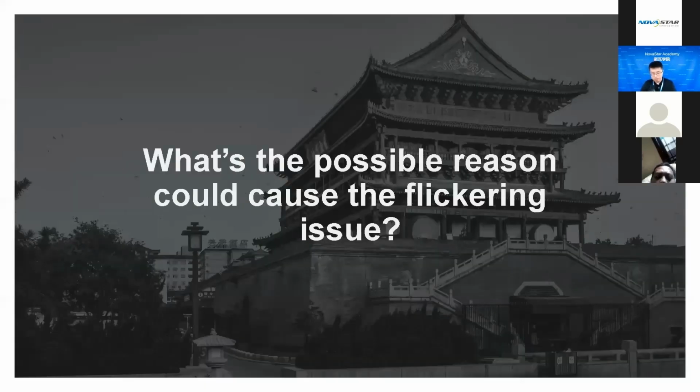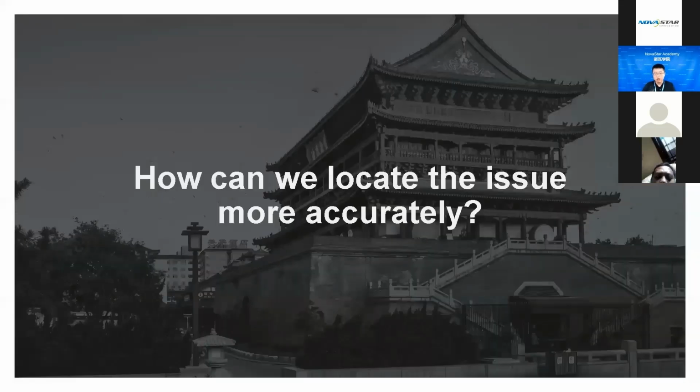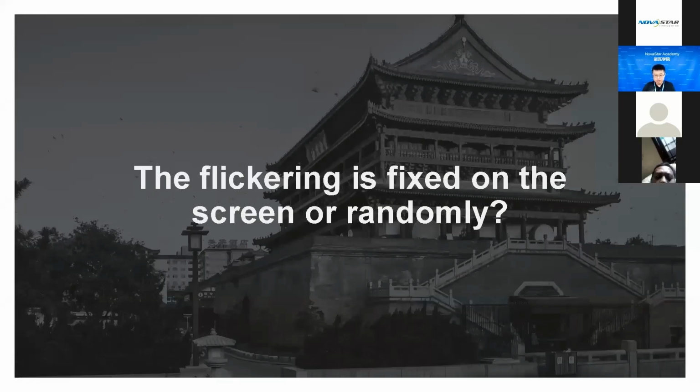What are the possible reasons that could cause the screen flickering issue? A lot of reasons. It looks very complex, and we have a method and a solution to help you make this simple and easy to troubleshoot. So how can we look at the issue more accurately and easily? The first step is we have to verify if the flickering is fixed on the screen or it is random.